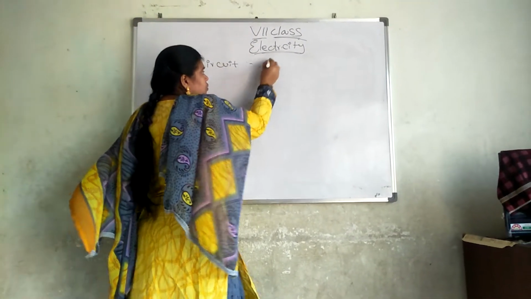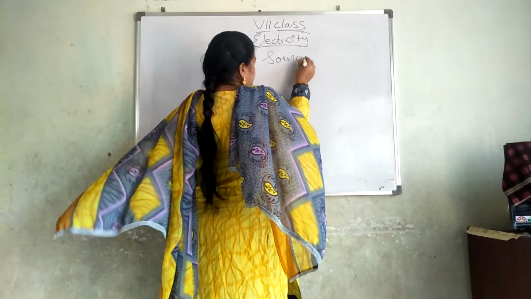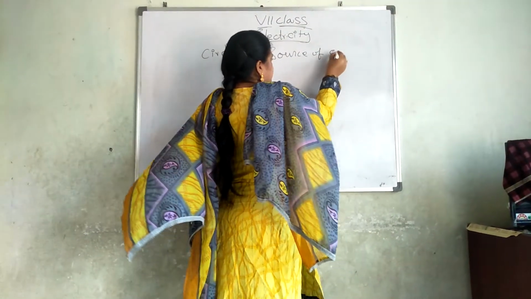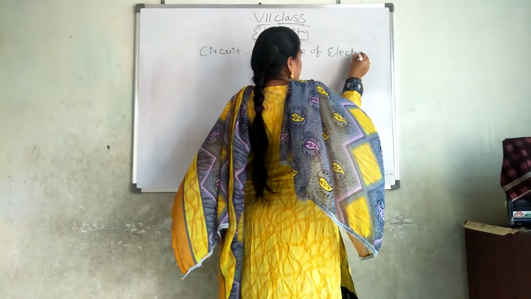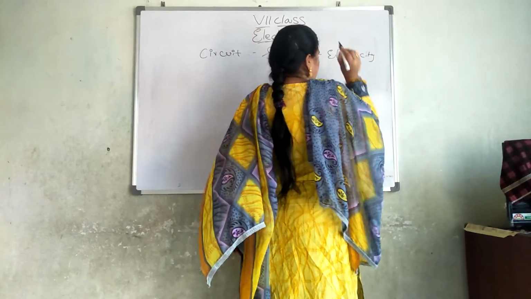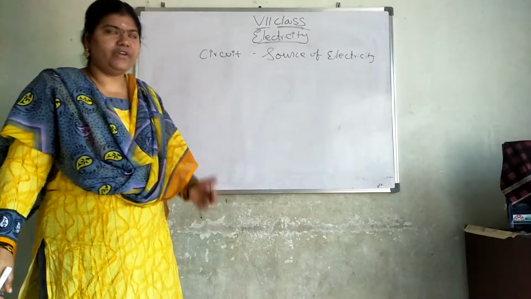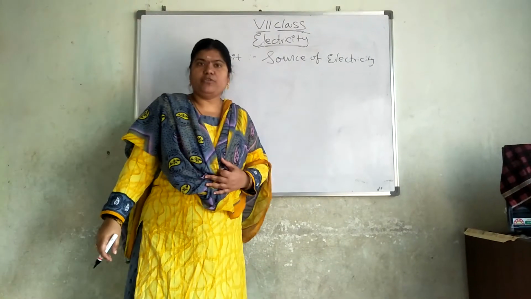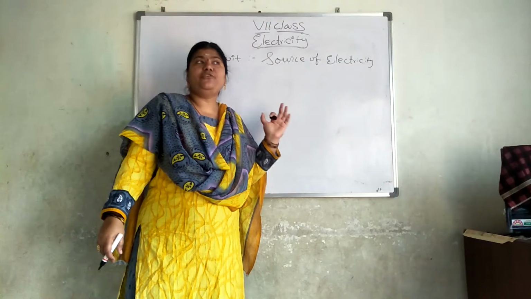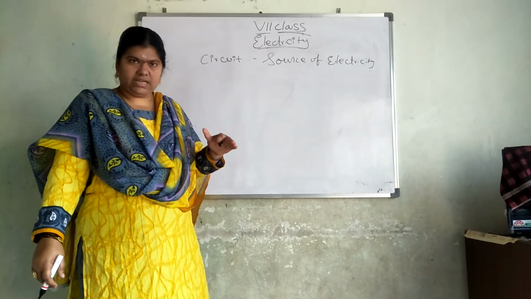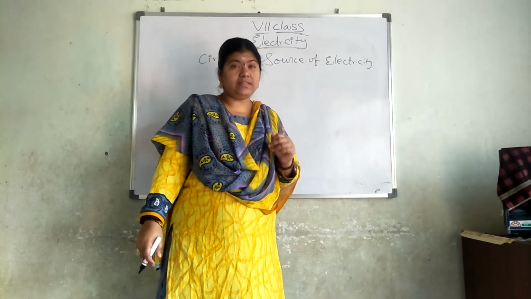We are going to talk about what a circuit is. A source of electricity is called a circuit. What will be present in this? Here, the flow of electricity. What are the things we are using?